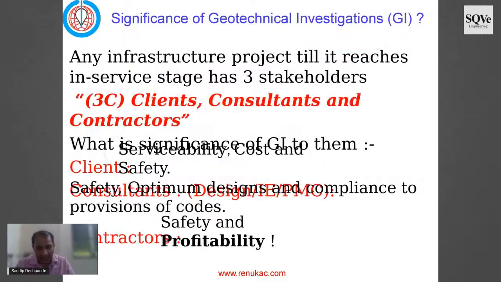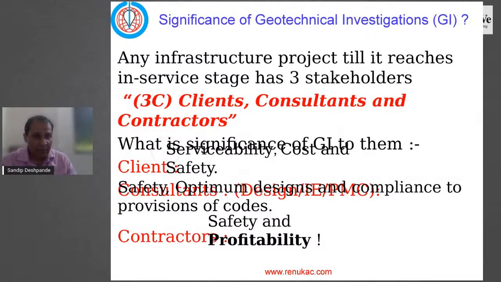So considering this, it gives an understanding of the importance of investigations for the different stakeholders: the clients, the consultants, and the contractors. For the client, it mainly constitutes the safety and the speed of investigations. For design consultants, it's mainly how optimum designs can be achieved in compliance with the codal provisions. And for the contractor, the bottom line lies in profitability, how I can ensure profitability comes out of this ground.